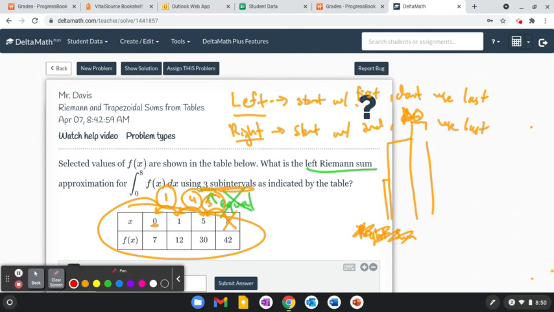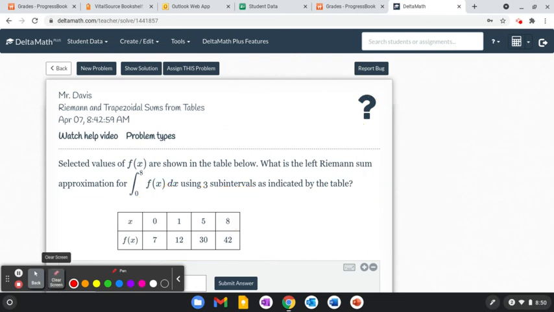I haven't figured out where the eraser is on this new one. I guess you just have to clear the whole screen. Okay. So for a left sum, each of these areas is going to have a width and a height. The width of our rectangle is just going to be the change in our x's, because remember, x's dictate the width.